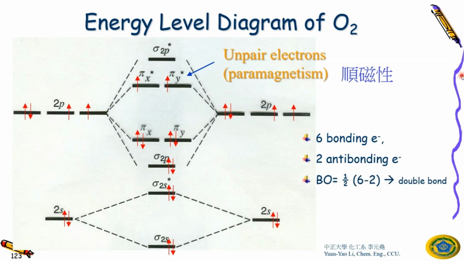So as a result, the bond order will be 2, right? 6 minus 2 divided by 2, that will be a double bond. As you know, the bond energy of the double bond is 498 kilojoules per mole, which is larger than the single bond. So you know that the energy of a triple bond is normally higher than the double bond, and is higher than the single bond.